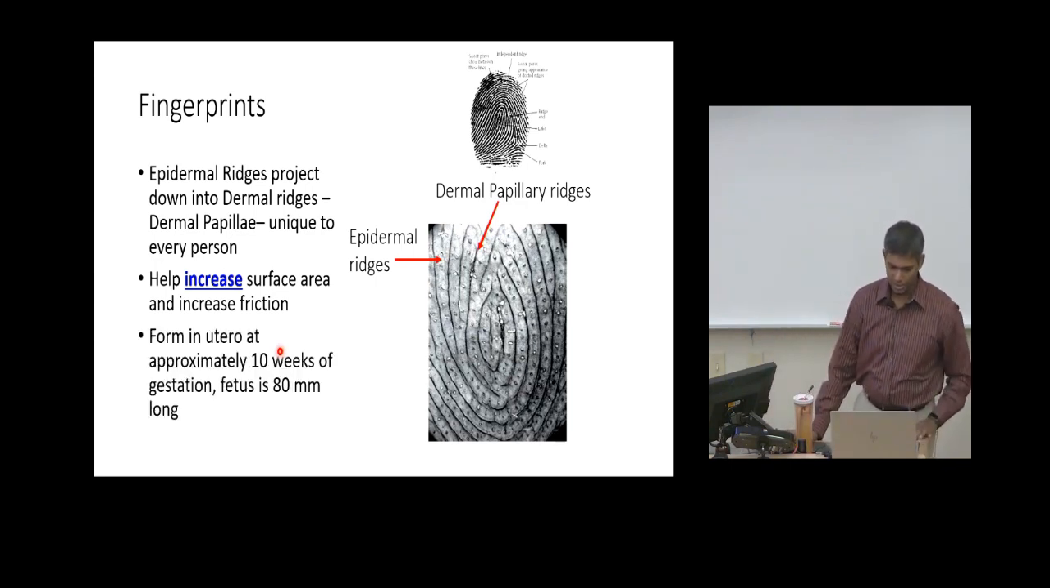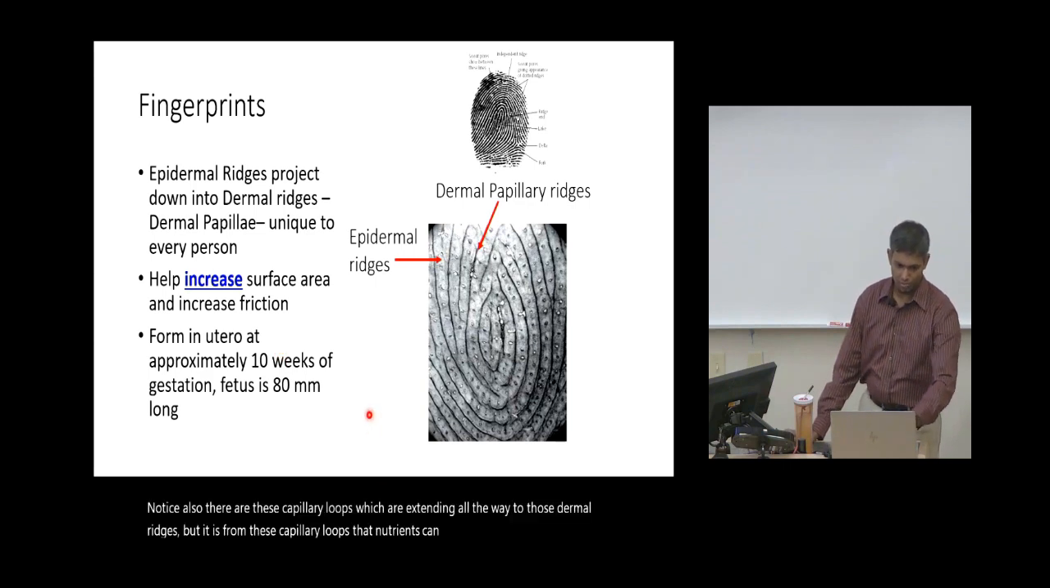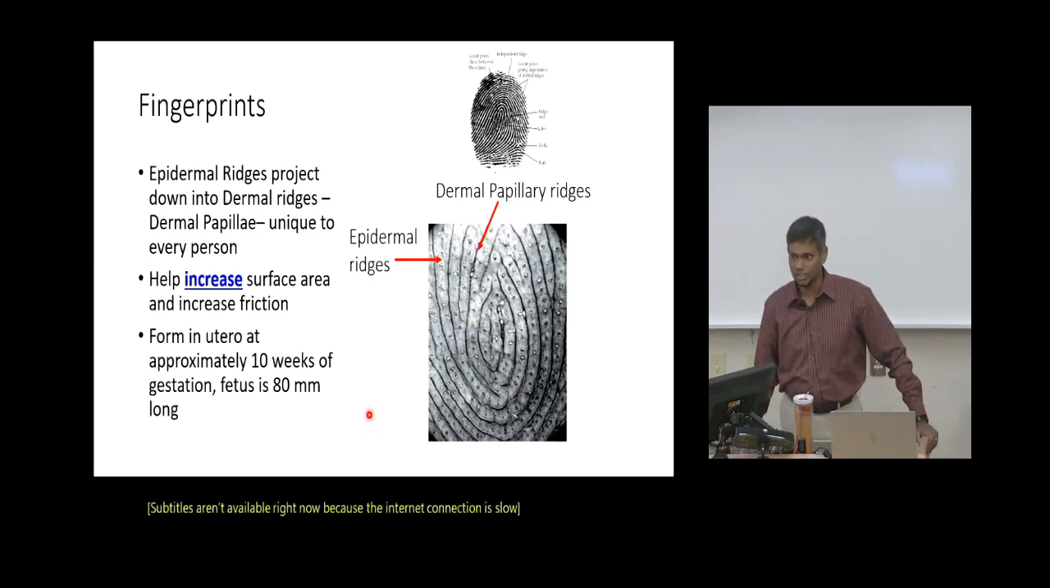And these will start forming in utero around 10 weeks of gestation, and it's unique from person to person because the way these ridges are formed really depends on the environment in utero for each individual.